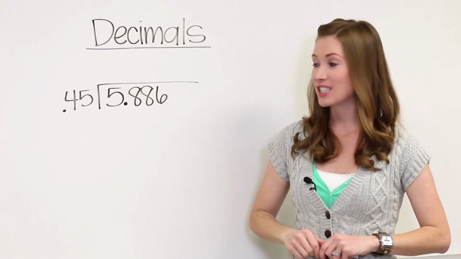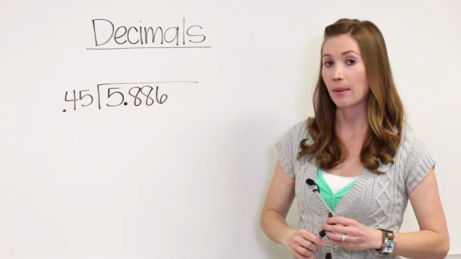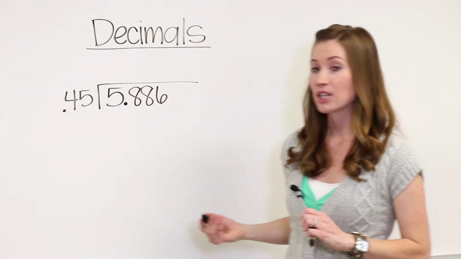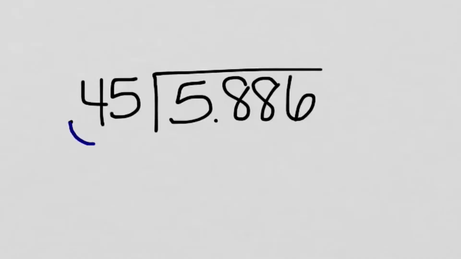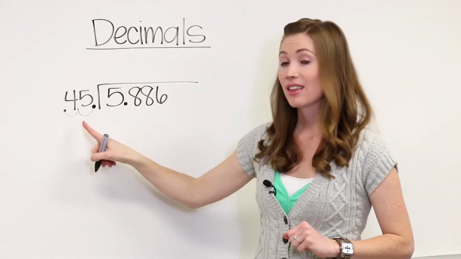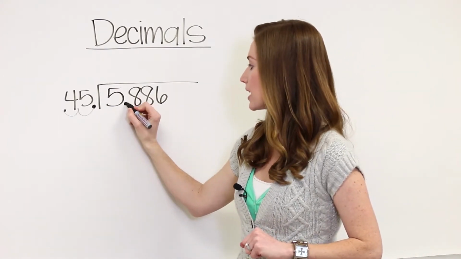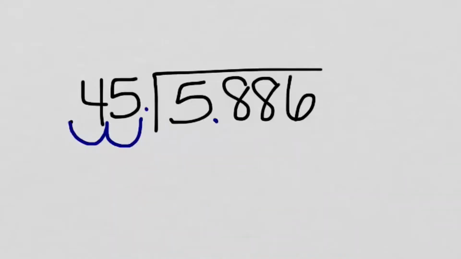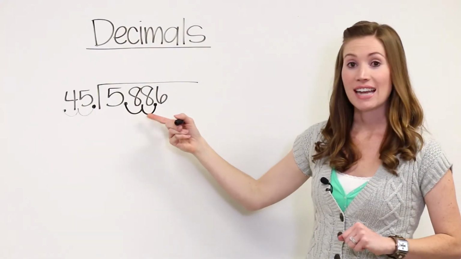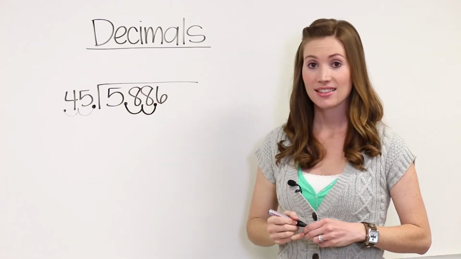Now the first thing we need to do is move our decimal point in our divisor so it's a whole number. We're going to move our decimal point twice. 1, 2. Now our divisor is 45. Now what we do to the outside, we must also do to the inside. Let's move our decimal point 2 places to the right. 1, 2. Our dividend now reads 588 and 6 tenths.